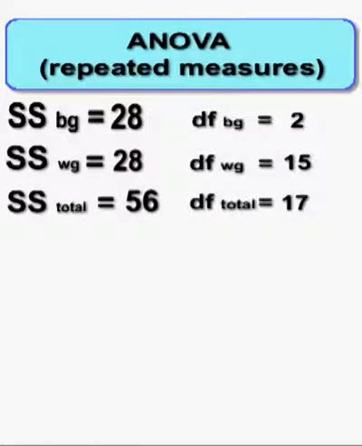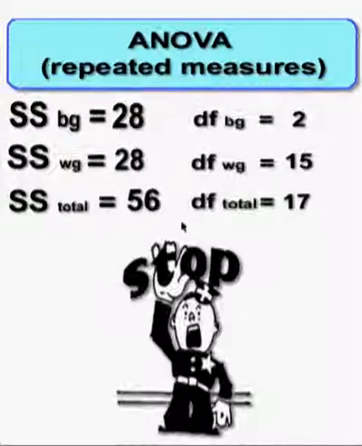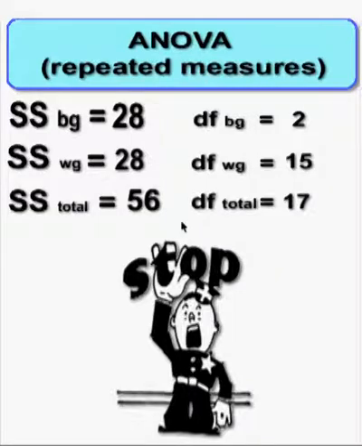And the sum of squares from the regular ANOVA. This is where we need to stop. Now we have to make some changes.